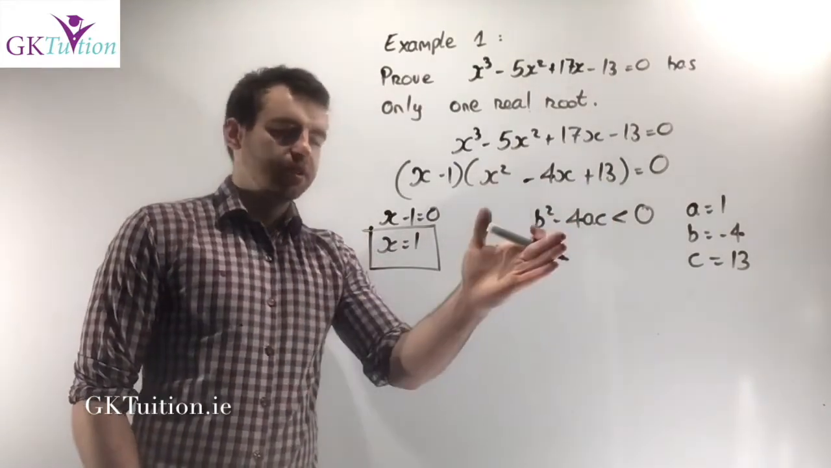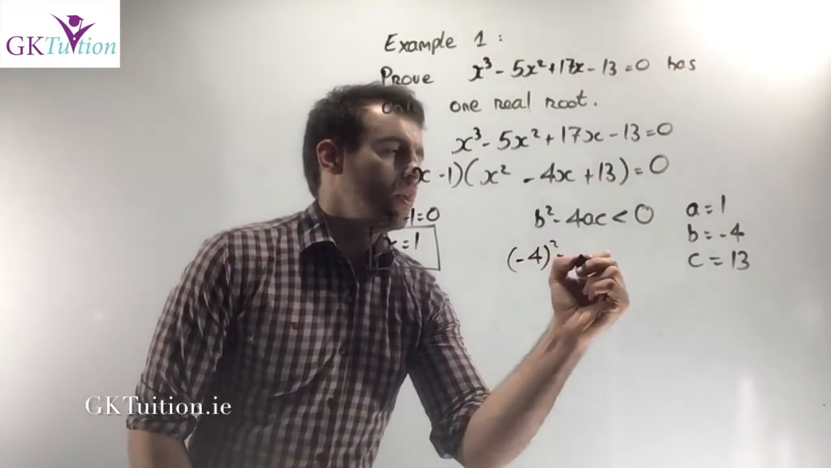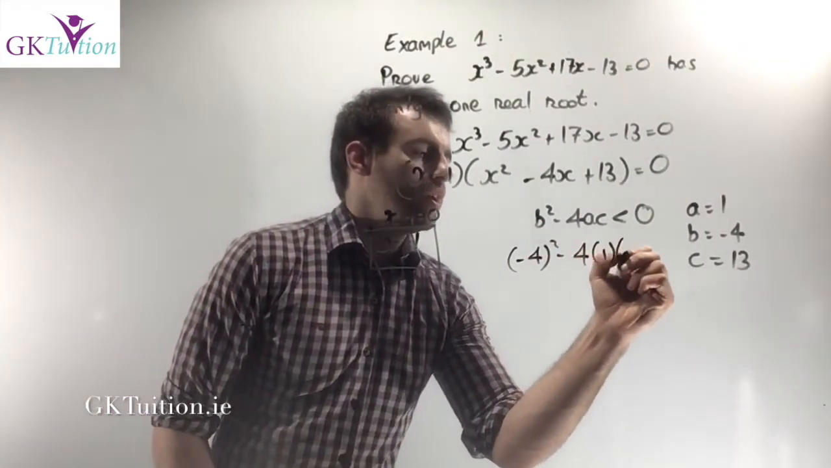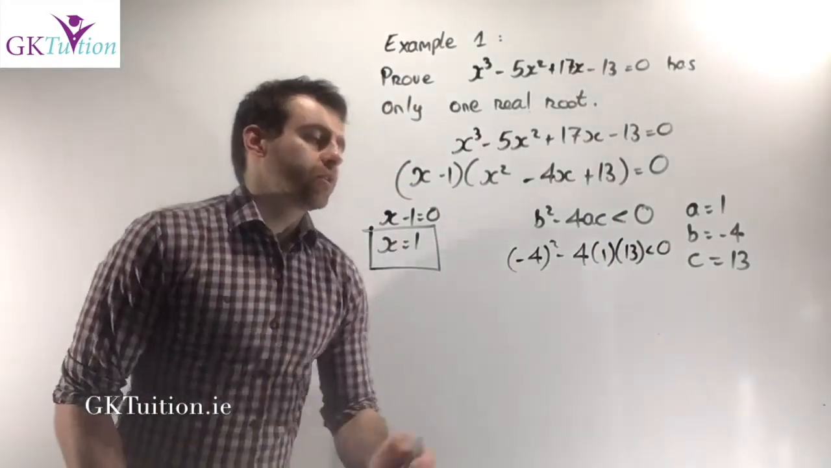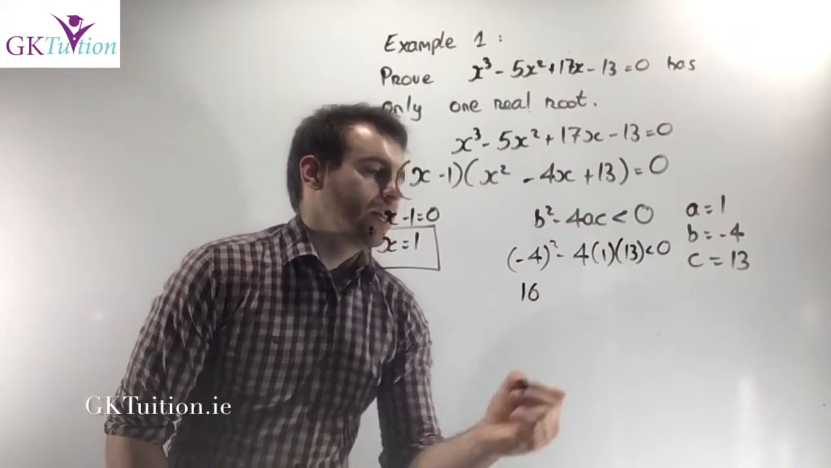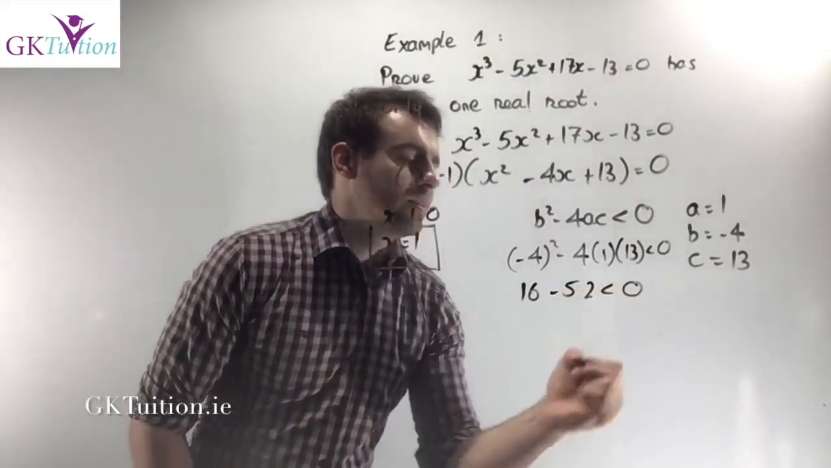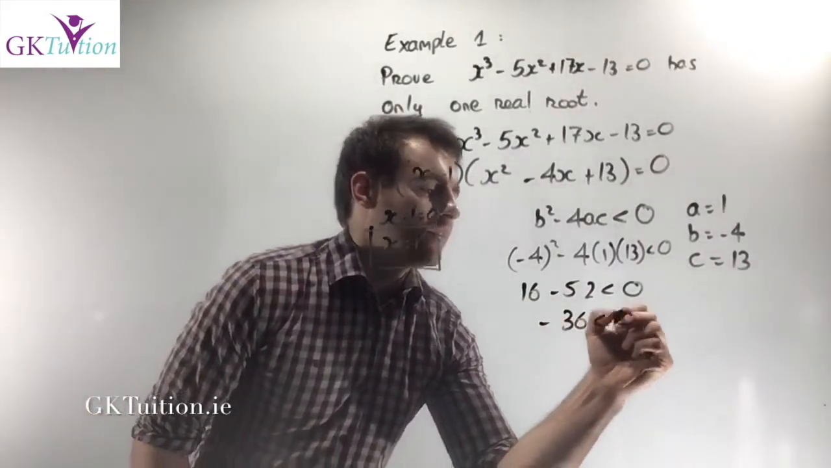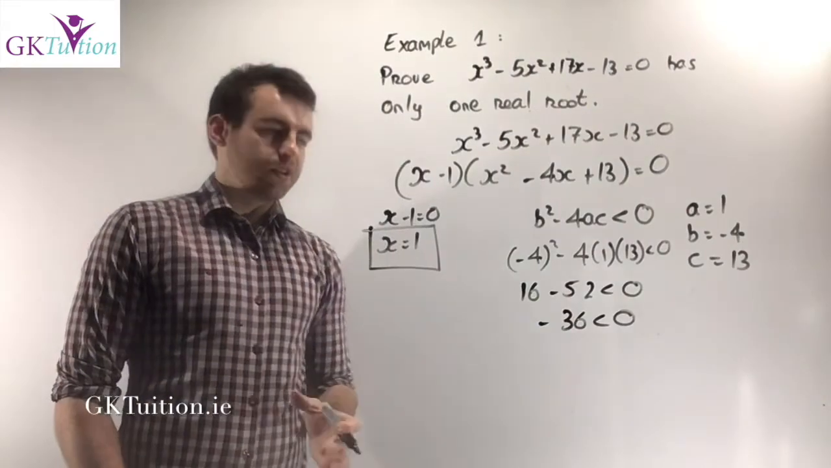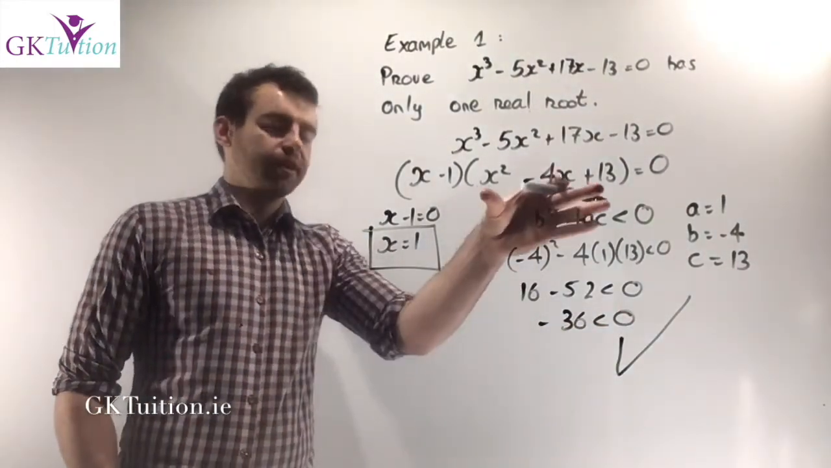And all I need to do is simply sub into this. B squared becomes minus 4 squared, minus 4 times 1 times 13, is less than 0. Minus 4 squared is 16. Minus 4 by 13 gives me minus 52. 16 minus 52 gives me minus 36, which is less than 0. Clearly that one is true. B squared minus 4ac is less than 0 for this quadratic.